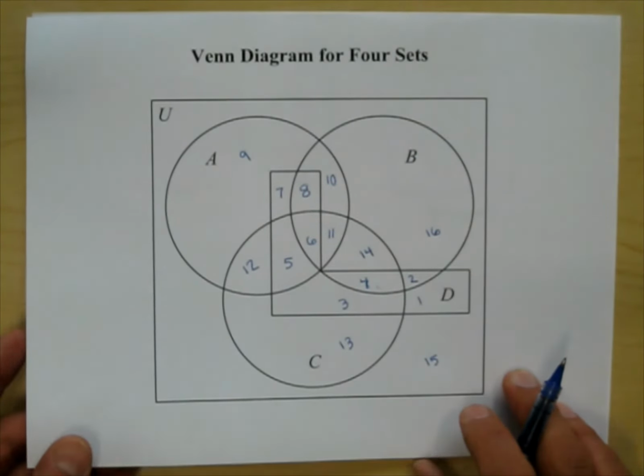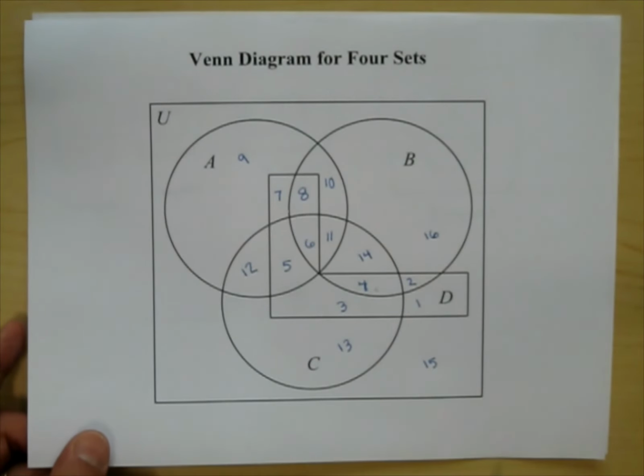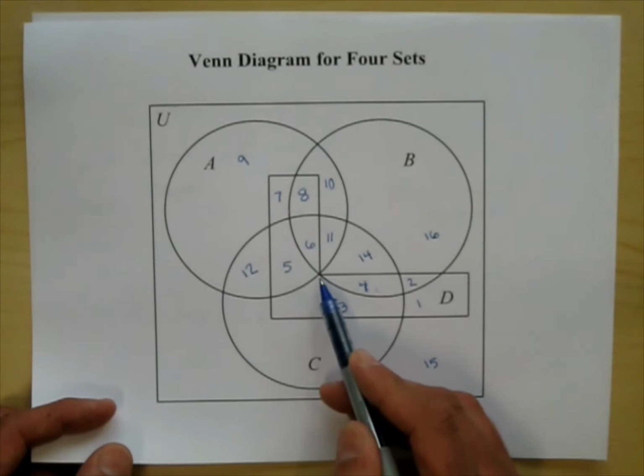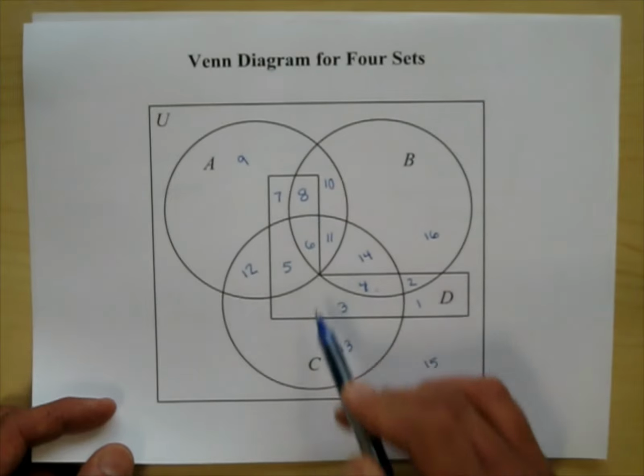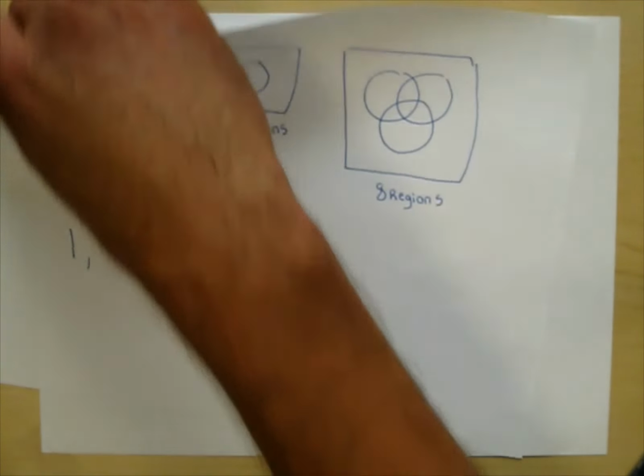You can Google Venn diagrams for 4 sets and you'll see some different ones. There's one that has 4 ovals, but it's kind of hard to draw. This one works for me because I can draw it really quick by going to the center and doing that quickly. Let's move on to the next problem.